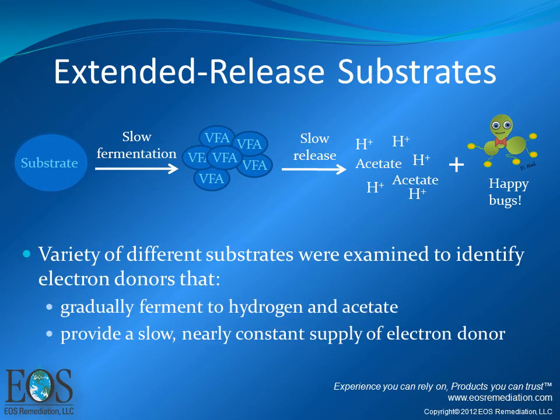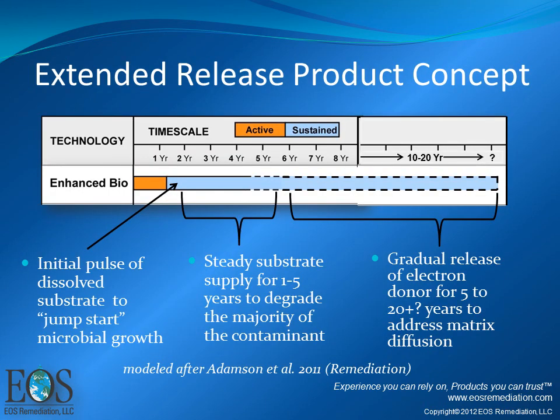The basic concept here is that if you have a substrate and you want to ferment very slowly to volatile fatty acids, so you want a slow release of hydrogen and acetate, or electron donor, to keep your microorganisms fueled for long-term degradation. So you want a gradual release and you want a slow, nearly constant supply of electron donors.